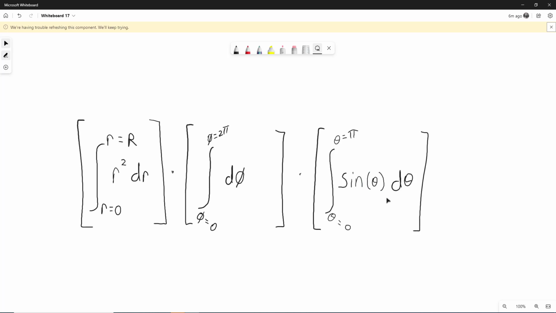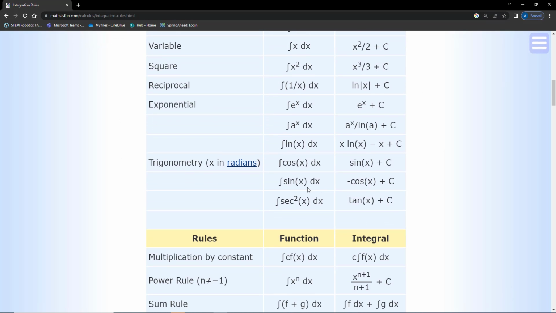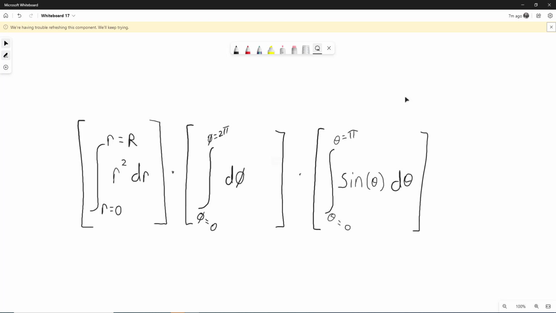We have another one here that's sine theta d theta. So let's see if we can find that on the table. And here it is. The integral of sine x dx is negative cosine x. So you should have plenty of information in front of you to be able to do these integrals.